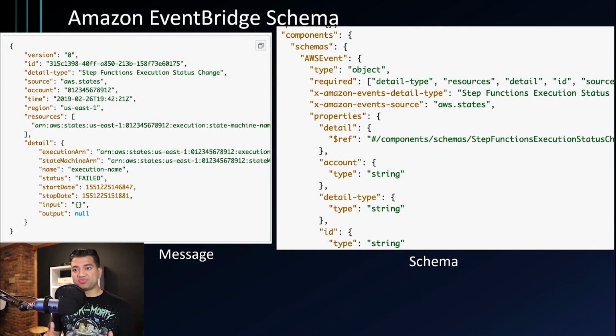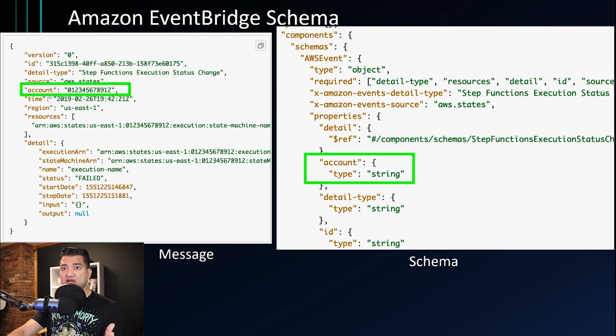Now with EventBridge, on the left you can see the message. It can create the schema. It can auto-discover and create the schema. So you can see on the left, let's say we have this account, time, region, etc. And on the right, it's showing the event structure. So it says account type is string, detail type is string, ID is string.